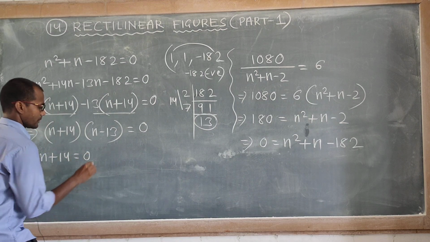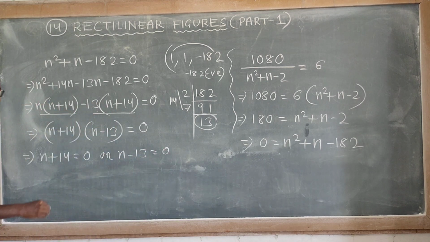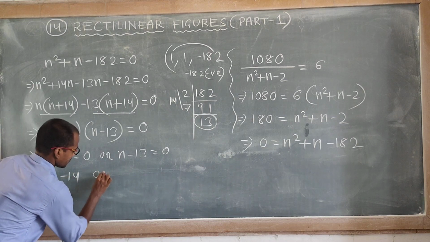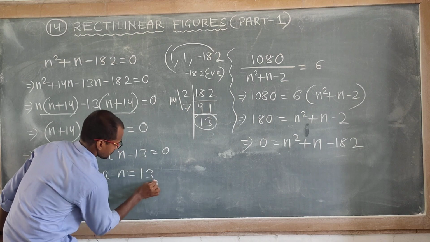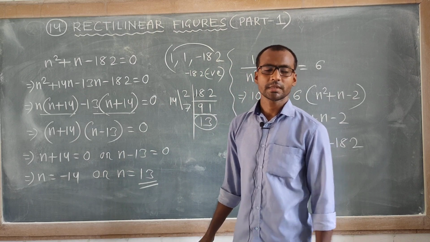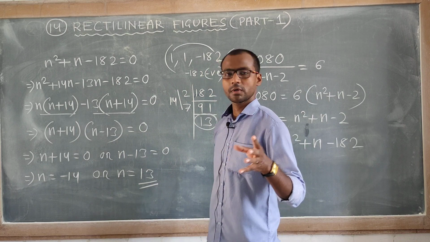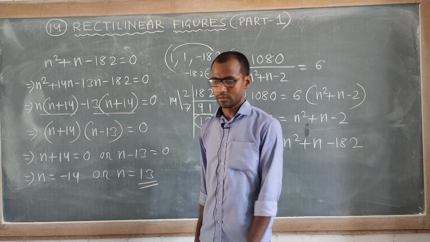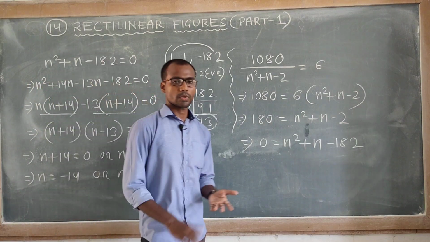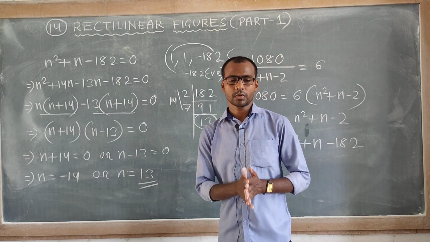n plus 14 is 0 or n minus 13 is 0. n is minus 14 or n is 13. 13 can be accepted. Minus 14 cannot be the number of sides. The number of sides cannot be negative, so minus 14 is discarded. So what is the value of n that can be accepted? 13. I hope you have understood this part 1 related to polygons. In the next part we will start quadrilaterals, special types of quadrilaterals.